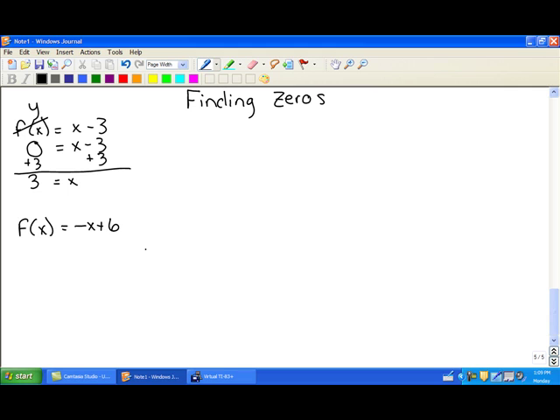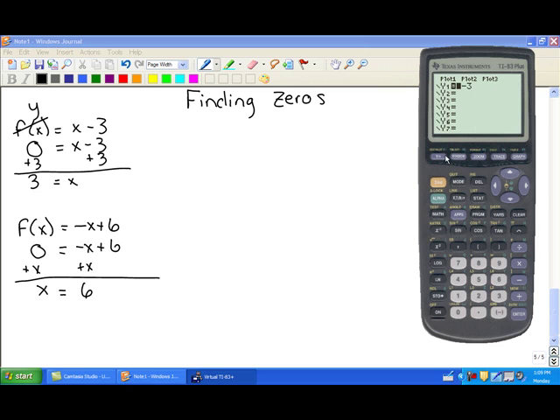To find the 0 of the second equation I have here, again, the easiest way would be to set it equal to 0 and to solve algebraically. If I just add x to both sides, I'm going to see that x equals 6. To do this on the calculator, I'm going to go to the y equals. I'm going to type in a -x plus 6 and look at that graph. We're looking for the x-intercept. You'll notice that that's right here where the graph crosses the x-axis.